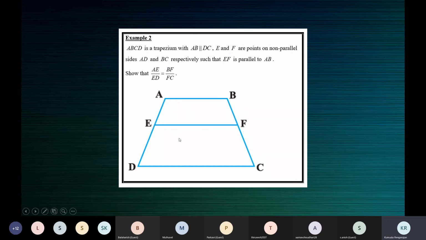Given all this, we need to show that AE by ED is equal to BF by FC. So trapezium, this side parallel to this side, these two sides are non-parallel. E is a point on AD, F is any point on BC, not the midpoint, any point. E and F are not given to be the midpoints. E is any point on AD, F is any point on BC. EF is parallel to AB. Given this, we need to show that AE by ED is equal to BF by FC.